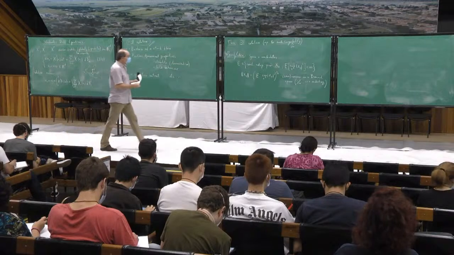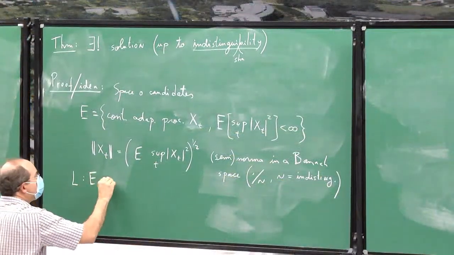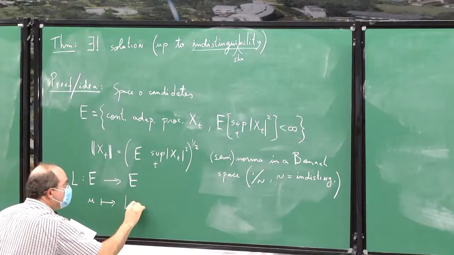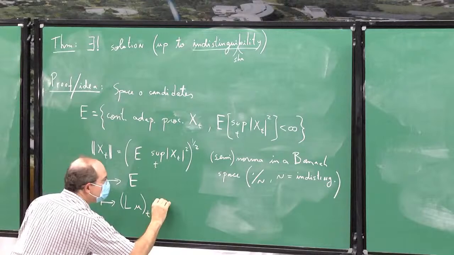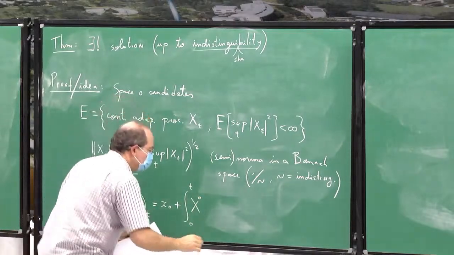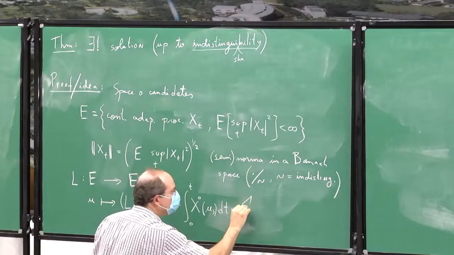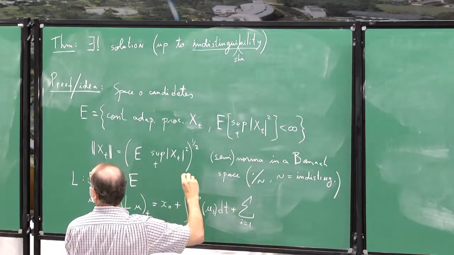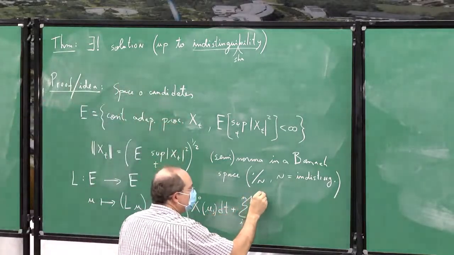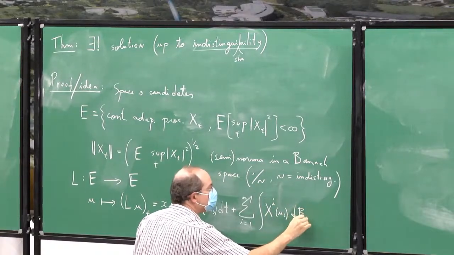The calculation which I'm not going to do is to prove that this operator from E to E, given the process U, is L of U at t equals x0 plus the integral from 0 to t of the drift evaluated at U_s ds, plus the noise terms, the integral of the diffusion coefficients at U_s against dB_s, for any number of noises in the directions of noise.